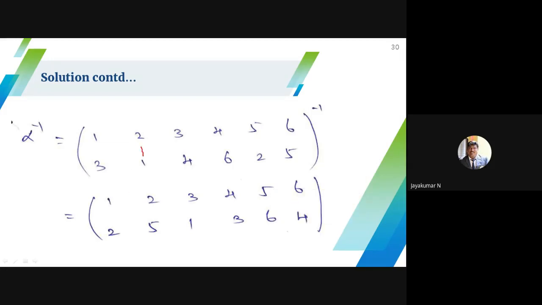Okay. Image of 1 is 2. So here I have to write 1 to 2. From bottom to top you have to search for your image. That is called inverse. Image of 2 is 5, so I have to write 5 here. Image of 3 is 1, so I have to write 1 here. Image of 4 is 3, so I have to write 4 maps onto 3. Image of 5 is 6. Image of 6 is 4. So bottom to top you have to map. That is called inverse.